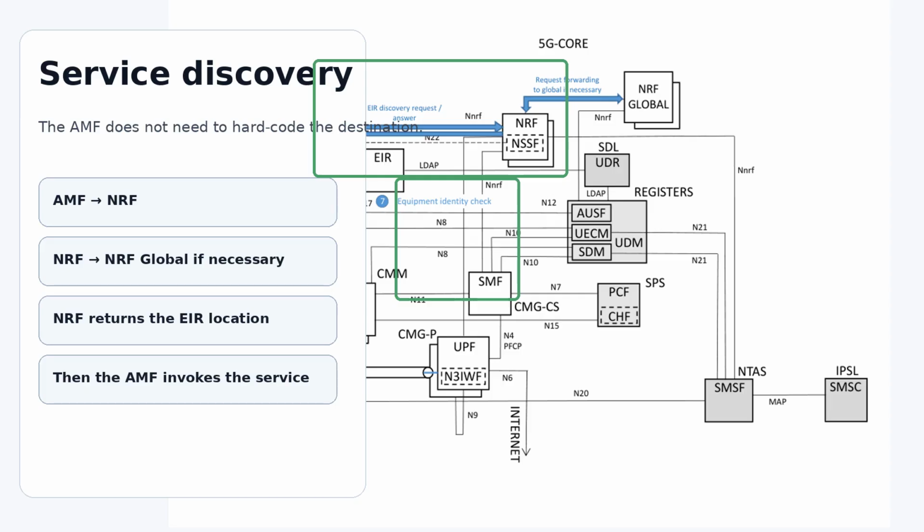Once discovery succeeds, the AMF can invoke the actual equipment identity check service. That service is provided by the 5G EIR, and its job is simple: evaluate the PEI and return whether the device is blacklisted or allowed.